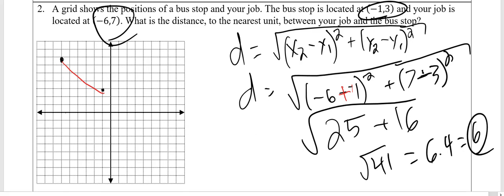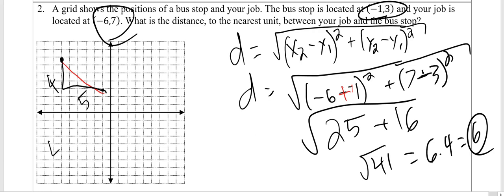So that's one way of doing it. The other way is this. Look on your graph. I know I did it really badly, but I created a right triangle. Look, I count 1, 2, 3, 4. 1, 2, 3, 4, 5. A 4 by 5 triangle.